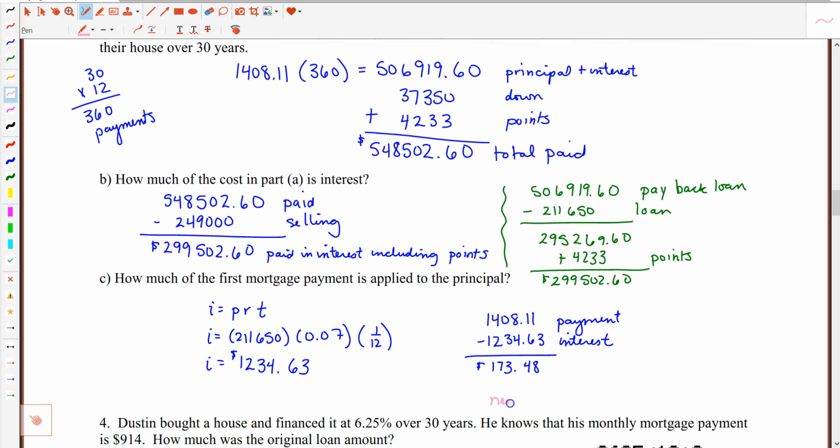Now, they didn't ask that for this problem, but if you wanted to, at this point in time, your new loan balance would be, let's see, you did owe $211,650. You have just paid off an awesome $173.48. The difference in these two will end up being $211,476.52. So that's how much money you still have to pay off on your loan.